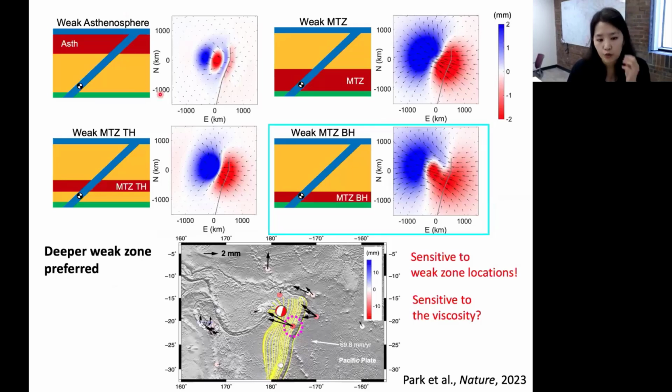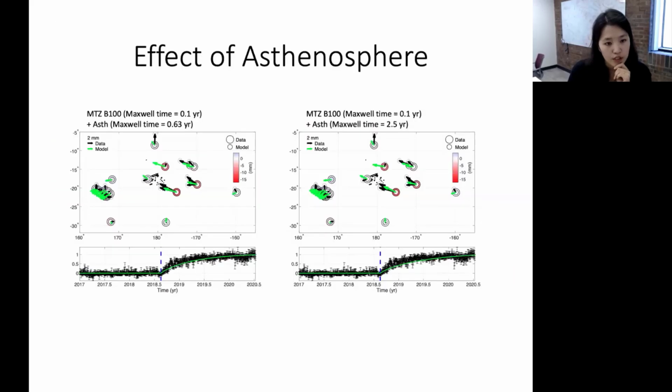Now, we are not arguing that we don't have a weak zone at the asthenosphere or LAB depth. You can actually have both the asthenosphere and a weak zone at the bottom of the upper mantle and still reproduce the observation pretty well. What that means is that we are more sensitive to the viscosity structure at the deeper part of the mantle compared to the depth of the asthenosphere or LAB. So yes, we are not ruling out LAB being weak, and we are a tiny bit sensitive, but we're way more sensitive to deeper structure.